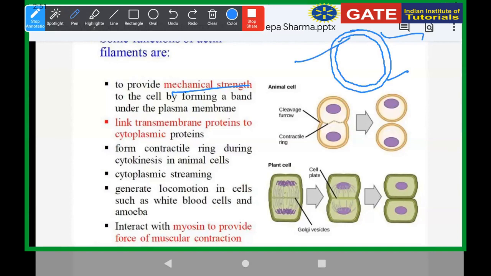These filaments link transmembrane proteins to the cytoplasmic protein. Ma'am, what does transmembrane protein and cytoplasmic protein mean? The cell membrane contains proteins, and the cytoplasm contains proteins. Both are linked through these actin filaments. For example, mitochondria containing transmembrane protein linked to the cytoplasmic protein, that is also through actin filament.